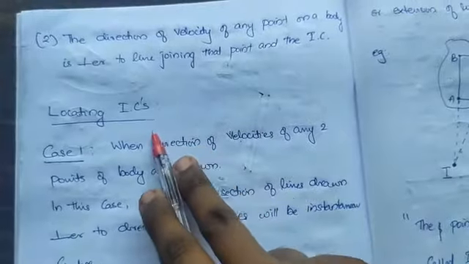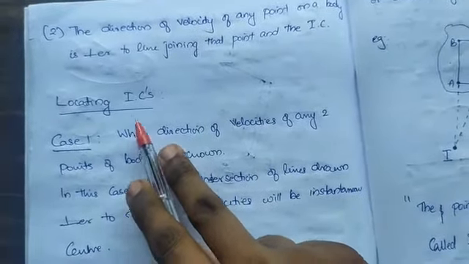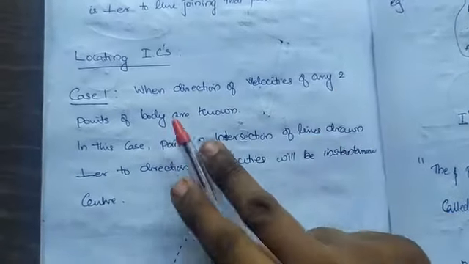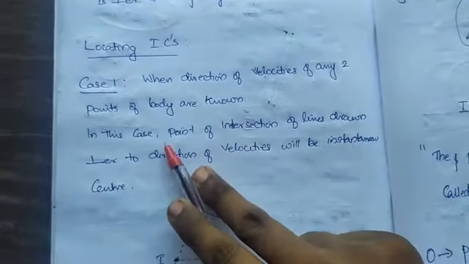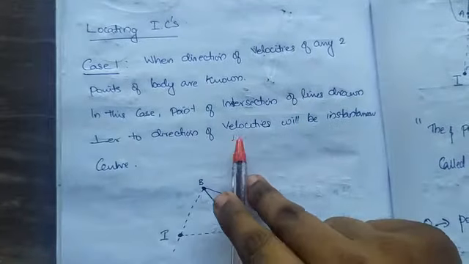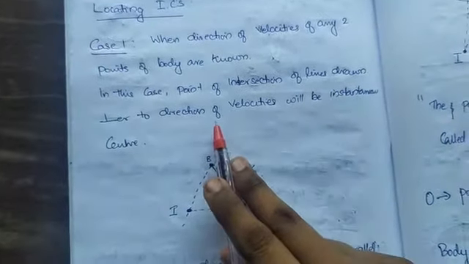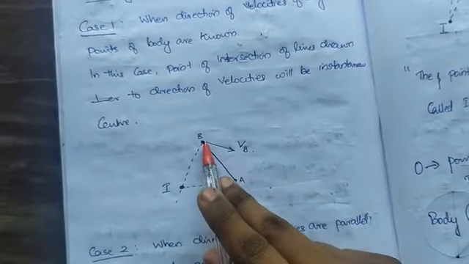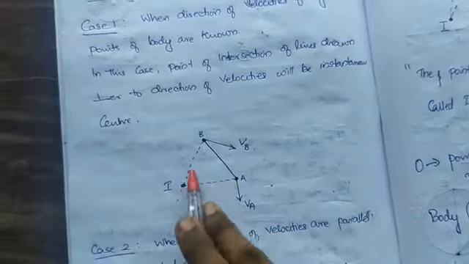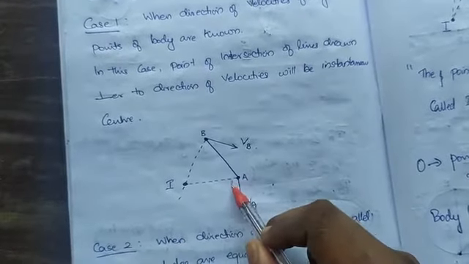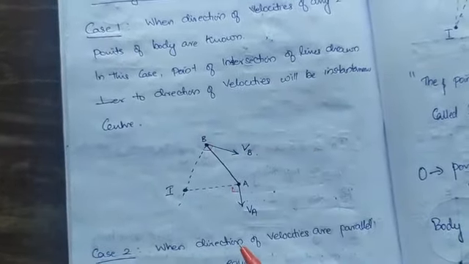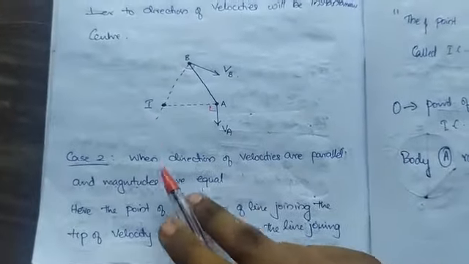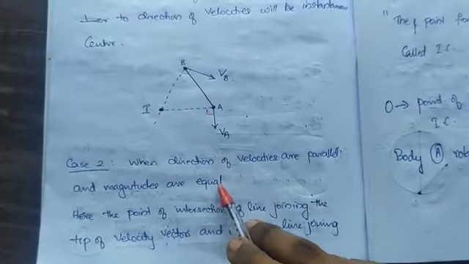Now we'll see some more cases of locating instantaneous centers. Case 1: when the directions of velocities of any two points of a body are known. In this case, the point of intersection of lines drawn perpendicular to the directions of velocity will be the instantaneous center. See, the same principle: you have velocities VB and VA, you join them by plotting perpendiculars, which meet at a point, that is the instantaneous center. Now, the next case is when the directions of velocities are parallel and the magnitudes are equal.